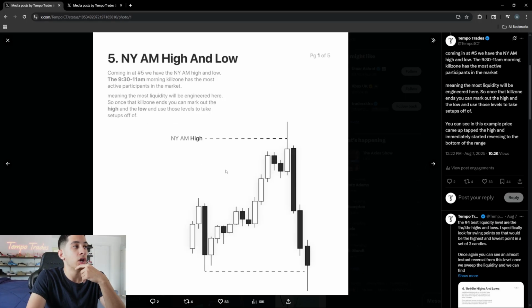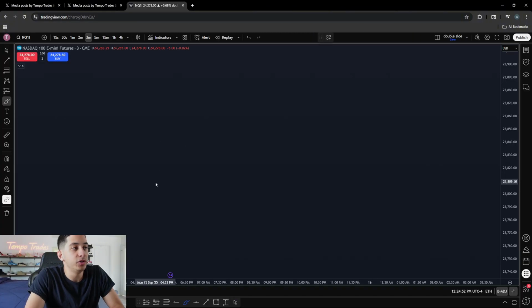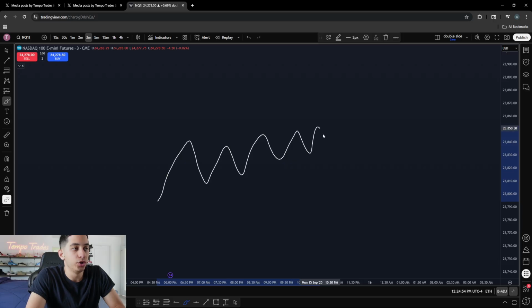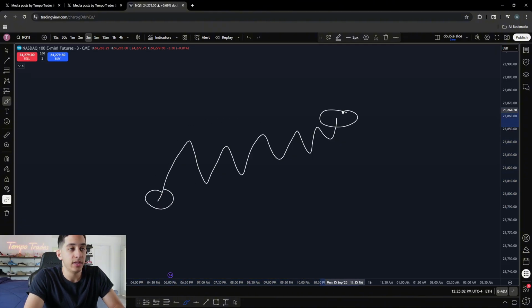All right, coming in at number 5, we have the New York AM high and low. Pretty much my least favorite out of the valid ones, but it is still valid. The reason it's my least favorite is just because normally with this one, you're going to have to trade it in the PM session. And basically, if we just go on a chart for an example, all you're going to do is wait for the morning session to finish from 9:30 to 11 a.m. New York time. And then you're going to set your low and then your high, right? You could just mark those as levels.